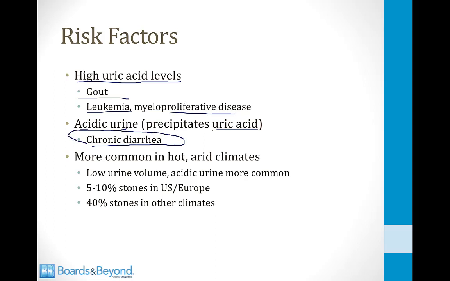And then finally, these stones are more common in certain climates. So in hot, arid climates, people have lower urine volume, and they more commonly have acidic urine, and they will get these stones. So for example, in the US and Europe, only about 5 or 10% of stones are uric acid, but in some other climates like Egypt, these stones can be as high as 40% of all kidney stones.